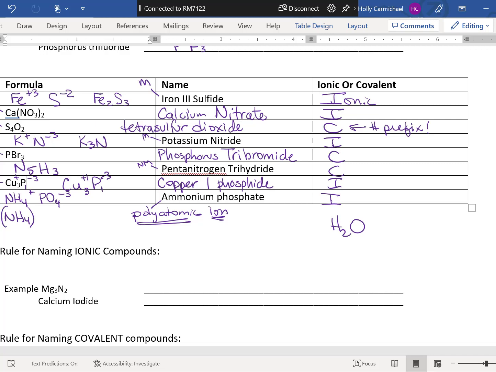What do I put outside? The 3, not a -3, just the 3. Remember, drop the sign. Because the phosphate has a -3 that tells me how many ammonium ions I have. How many phosphates? Just one. Because see that the ammonium is a +1. That tells me that there's only one phosphate. So it's just PO4.